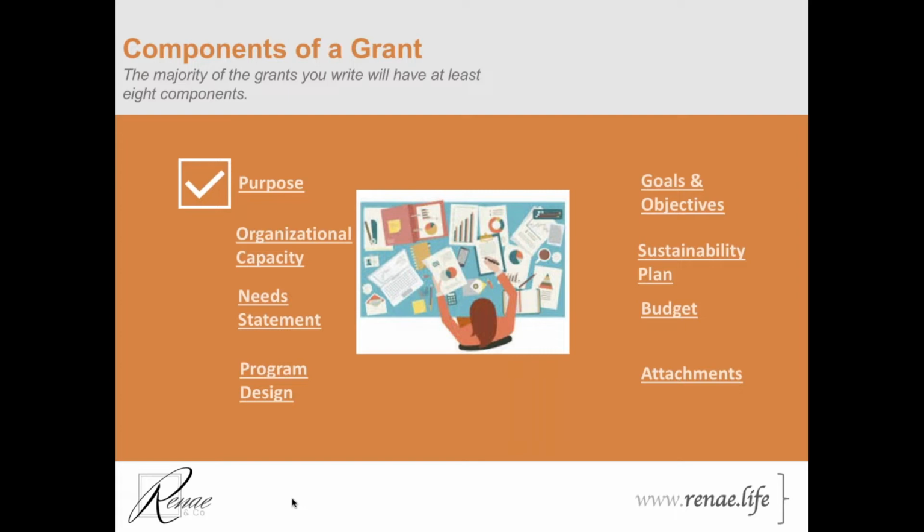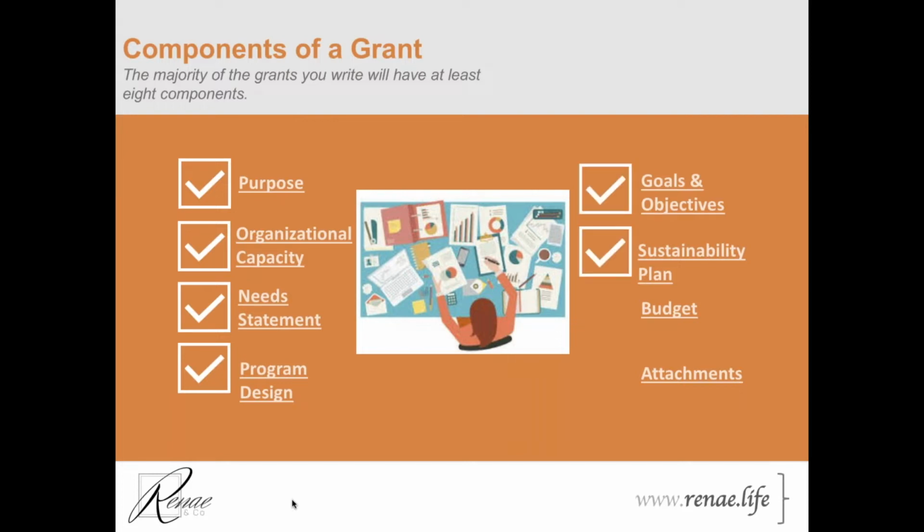Now, let's take a look at the components of a grant proposal. Here are the components of a grant proposal. The majority of the grants you write will have at least 8 components. That is your purpose, organizational capacity, the needs statement, program design, goals and objectives, sustainability plan, budget, and attachments. We will break down each of these components and I will teach you how to write every section.